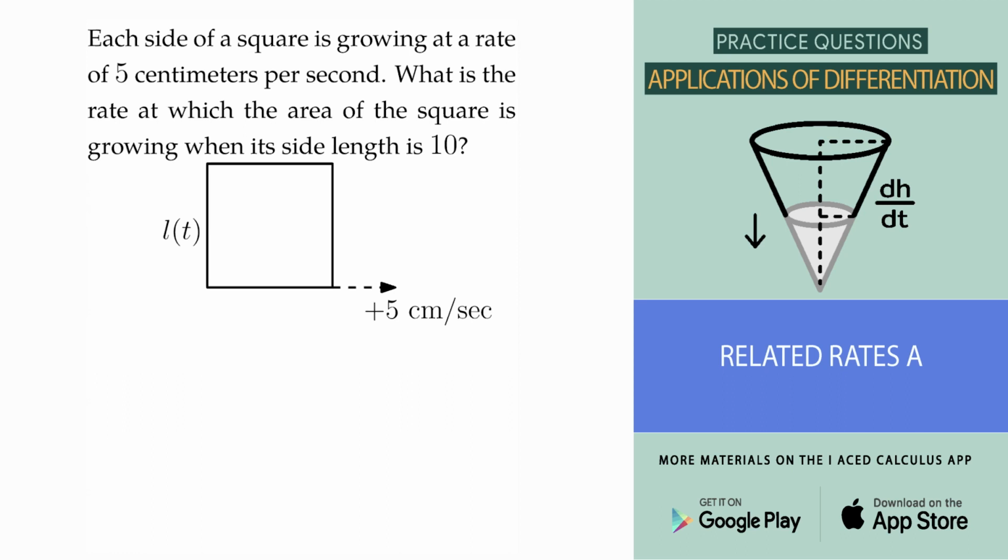As mentioned, we have related rates here, so let's designate a couple of variables. T equals time is always going to be useful. We're also going to have L for the length. And lastly, we're going to have A for area.